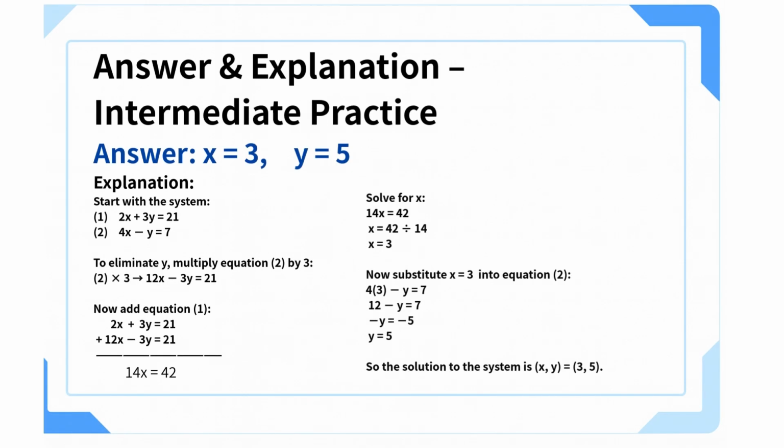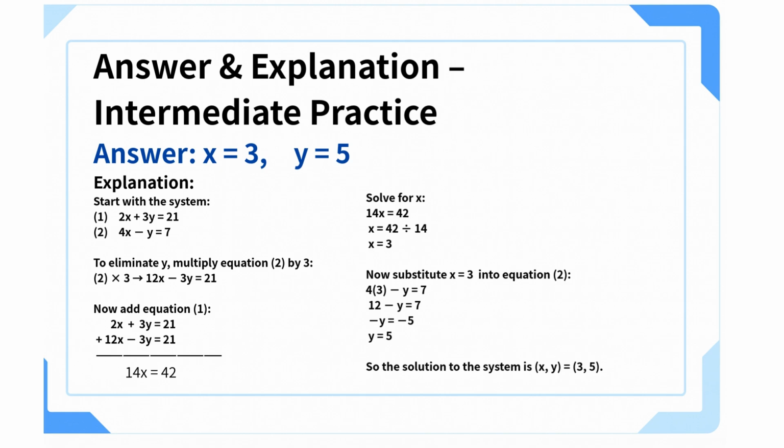Let's walk through this intermediate system of equations slowly and carefully, step by step. We are given two equations. Equation 1 is 2x plus 3y equals 21. Equation 2 is 4x minus y equals 7. Our goal is to solve this system using elimination.